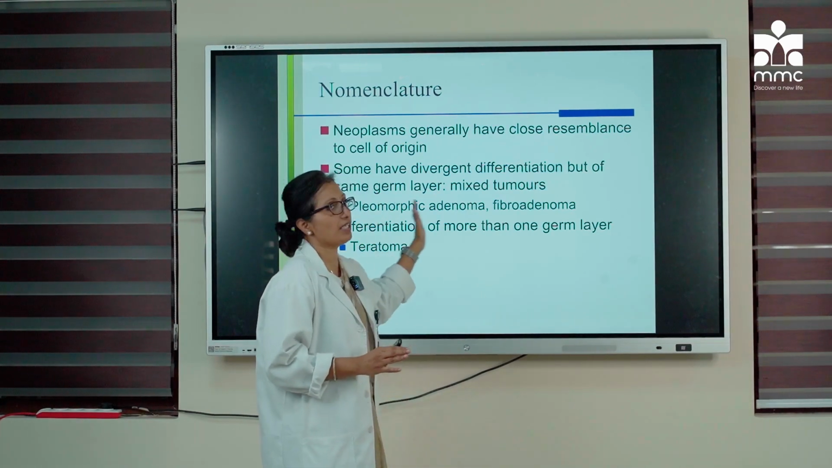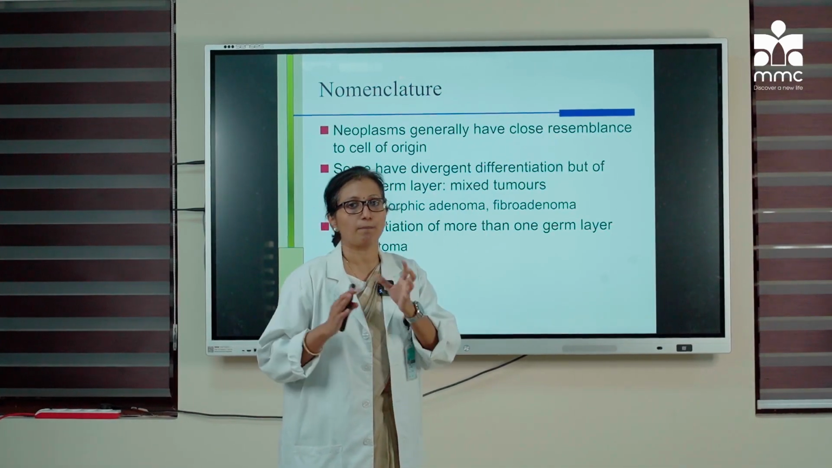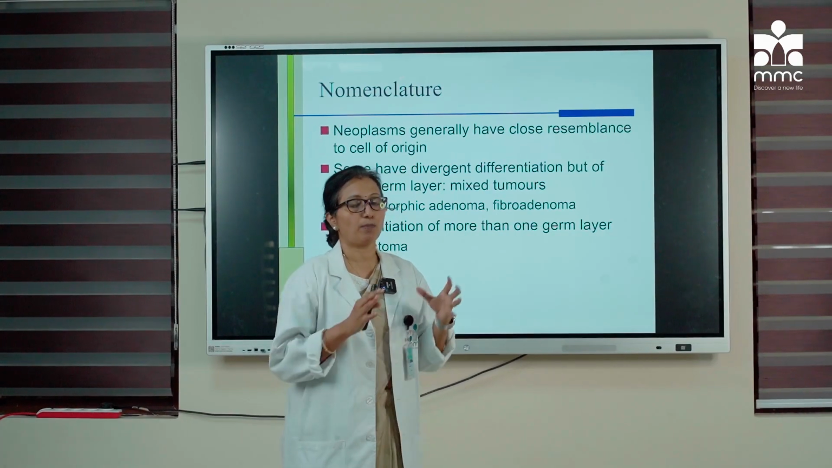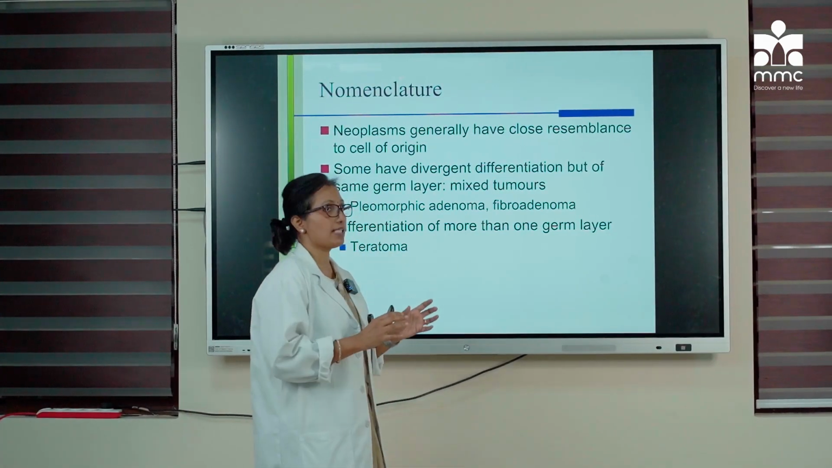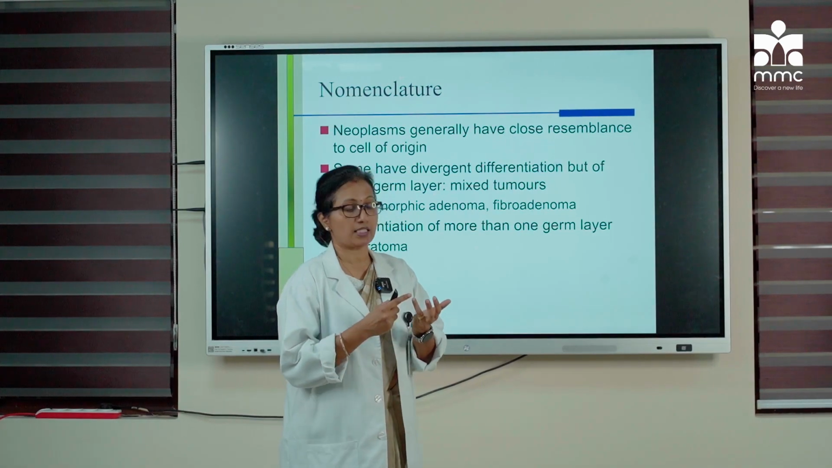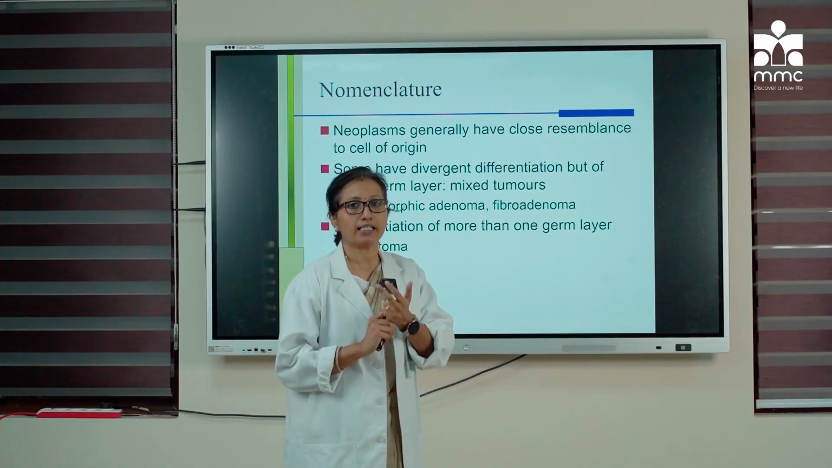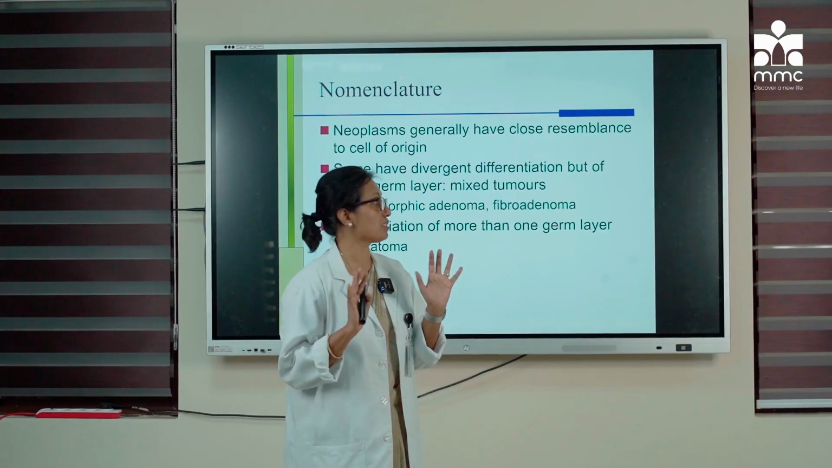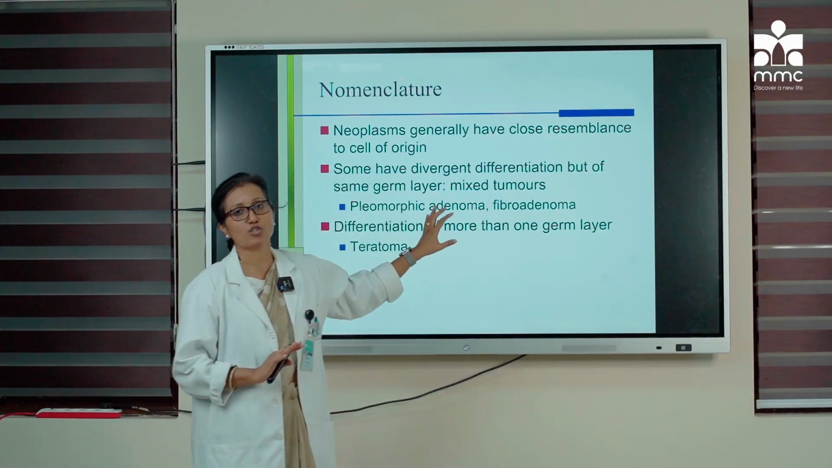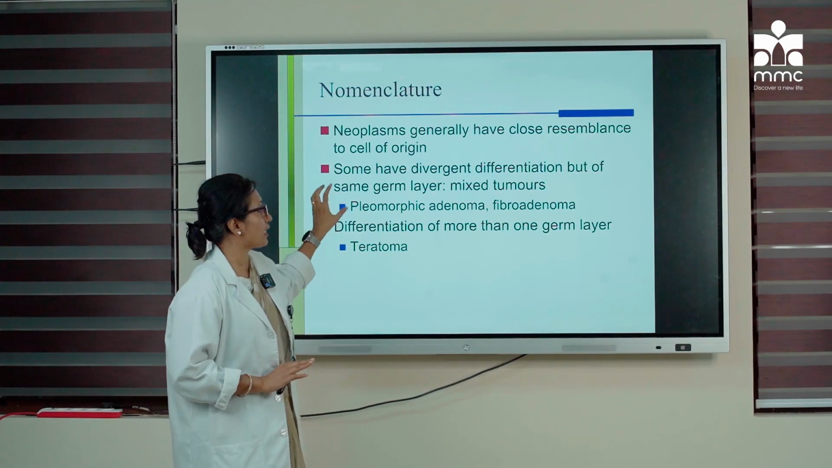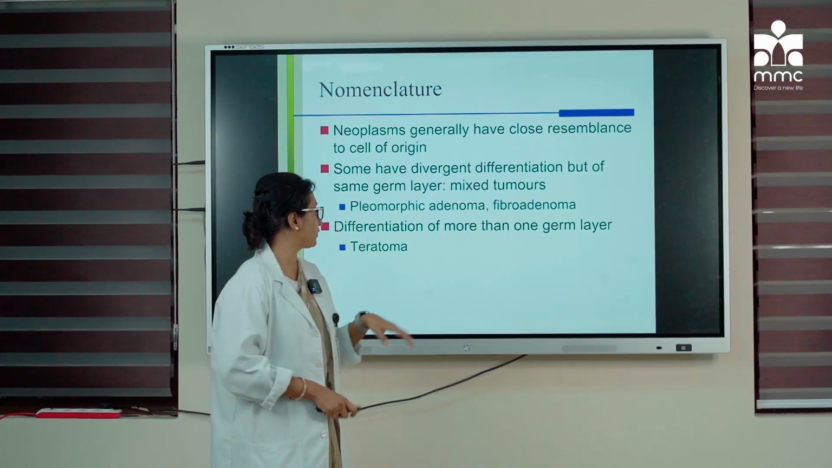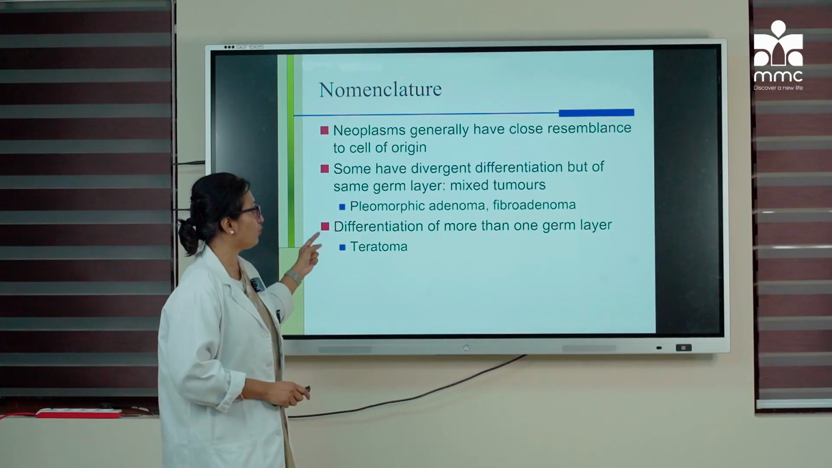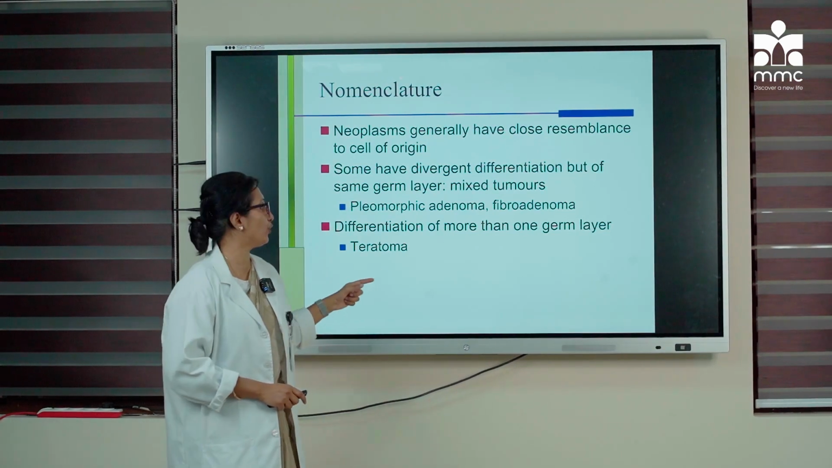An example would be a mixed tumor of salivary gland called pleomorphic adenoma. Now pleomorphic adenoma has an epithelial component, it has a mesenchymal component like cartilage and bone, but it's arising from a single germ cell. So this is an example of a mixed tumor, which is arising from a single germ cell layer. Now keep that in mind, and let's move on to another terminology called teratoma.